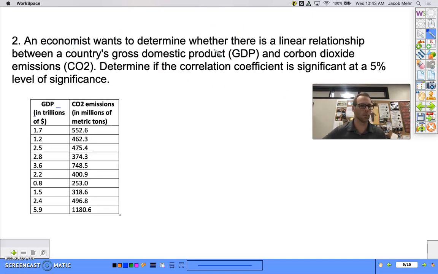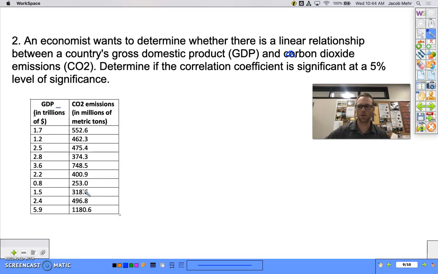An economist wants to determine whether there's a linear relationship between a country's gross domestic product, GDP, and, this should say, carbon dioxide emissions, which would be CO2. So basically, this is the gross domestic product, the amount of money that's generated within that country. Is there a relationship between that and the CO2 emissions, like how much CO2 gases we're sending into the atmosphere? So determine if the correlation coefficient is significant at 5% level of significance.